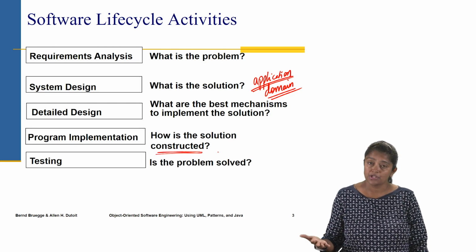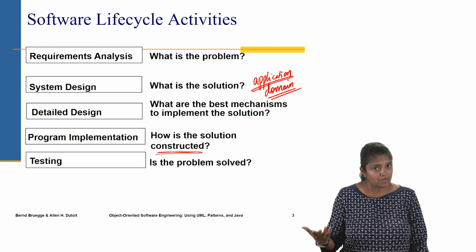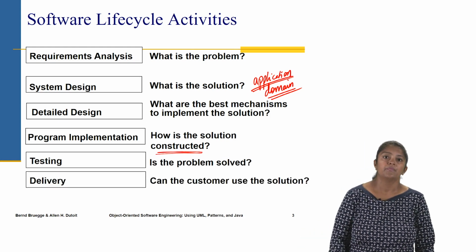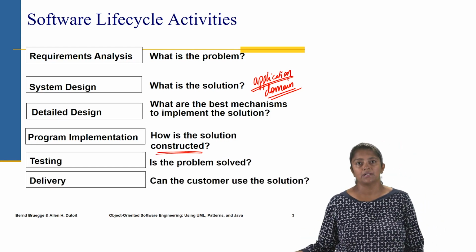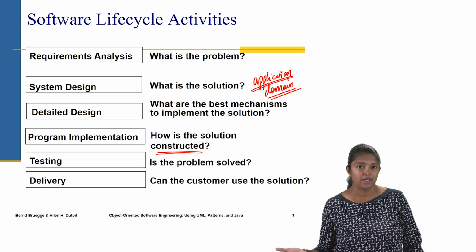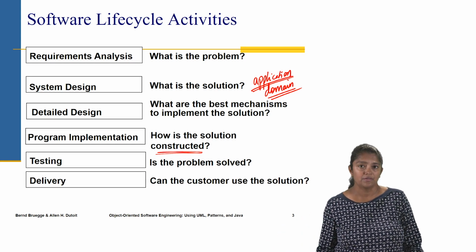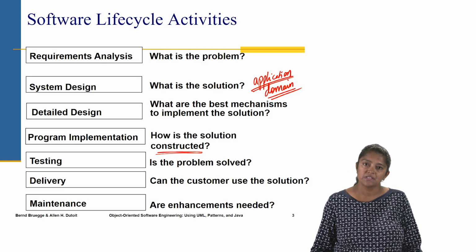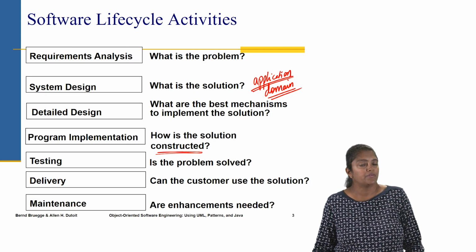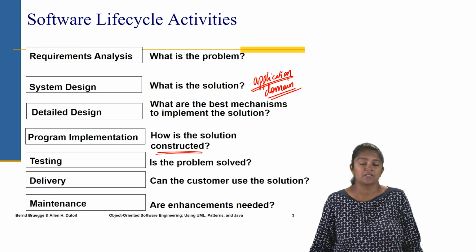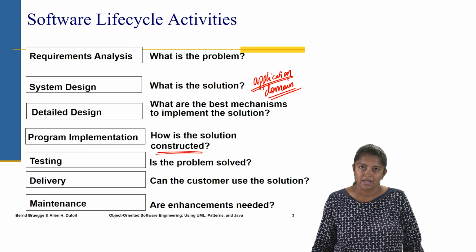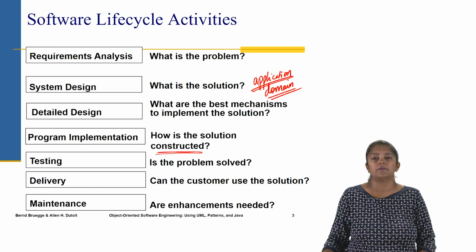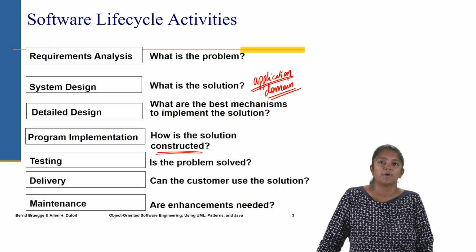And then we want to check, is the problem solved? So we test to ensure that the problem is indeed solved. Once it's solved, then can the customer use the solution? Is it ready for delivery? So it gets delivered to the customer. Once that's done, then we're into the maintenance phase, where if there are any issues, the issues are fixed. If enhancements are needed, then the enhancements are added to it, and then again delivered to the customer.